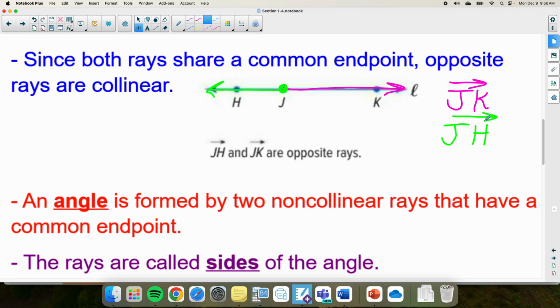okay? What happens with these two rays is they're connected and they just go in opposite directions and form a straight line. So they are called opposite rays. And they're essentially collinear because they're on the same line, okay?